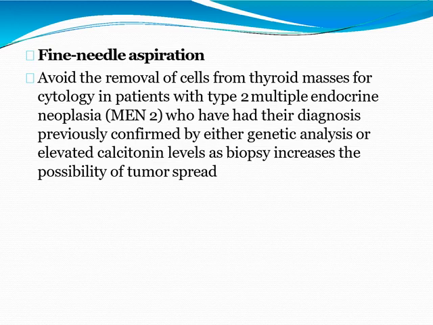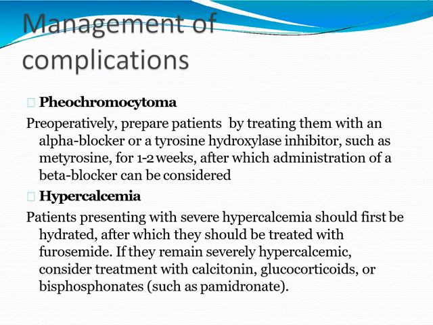How will we manage? Talking about pheochromocytoma, usually we have to operate, and perioperatively you have to give an alpha blocker or a tyrosine hydroxylase inhibitor such as metyrosine for 1 to 2 weeks. After 1 to 2 weeks, you have to add beta blockers to avoid the reflex effects of the alpha blockers, especially reflex tachycardia.